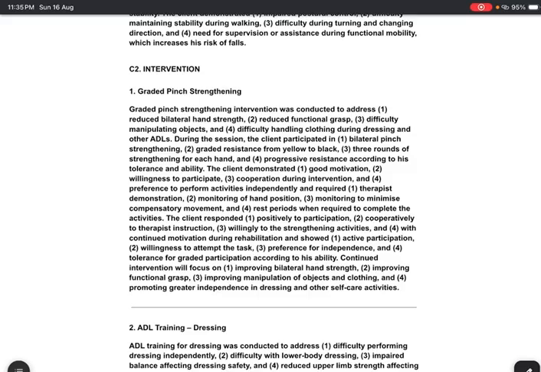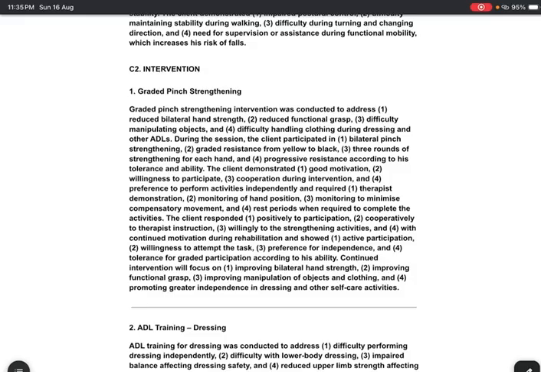Verbal cues were provided when required, and adequate rest periods were given to prevent excessive fatigue. The activity was performed for approximately 15 minutes, with the frequency and repetition adjusted according to Mr. K's tolerance. For the home program, Mr. K was encouraged to continue simple hand strengthening activities at home using safe and appropriate resistance. His wife was also educated to supervise the activity when necessary.